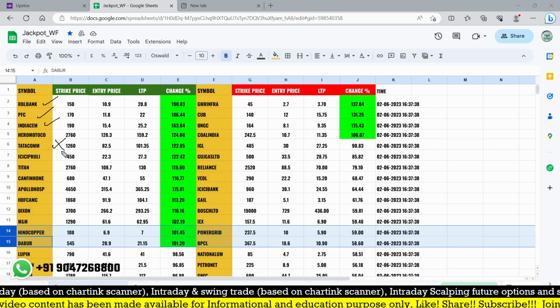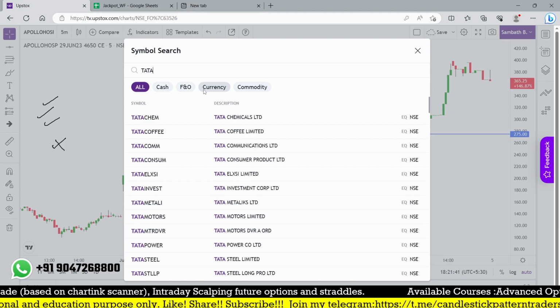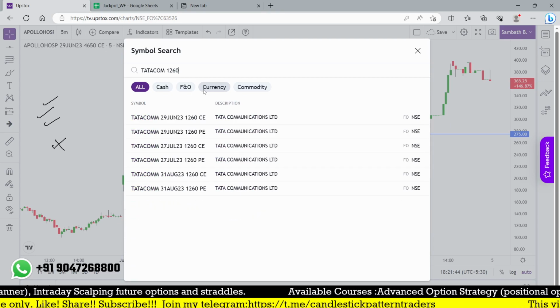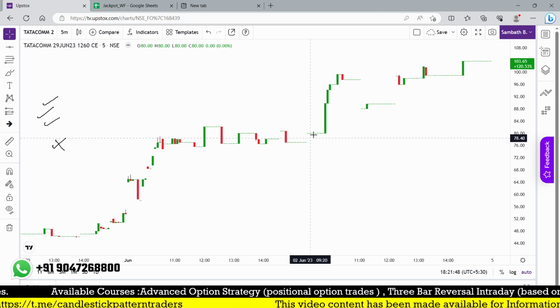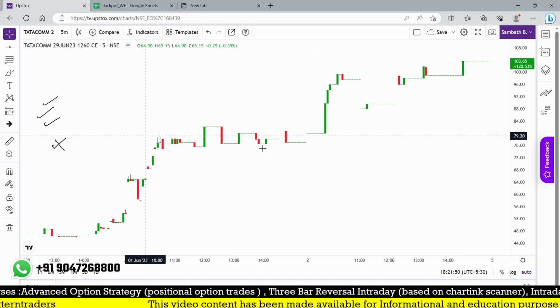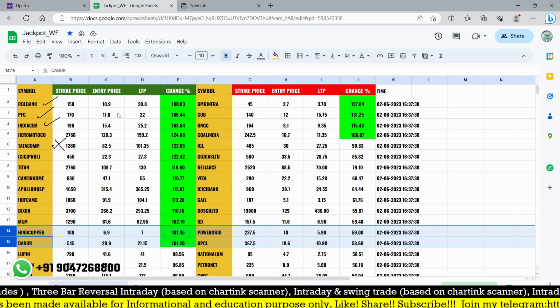So I'll tell you, Tata Communication 1260. Let me go and check. Look at the strike price. It's not quite liquid. Yesterday, you can see, most of the time it is not liquid and not a good volume. So that's why I ignored the stock.